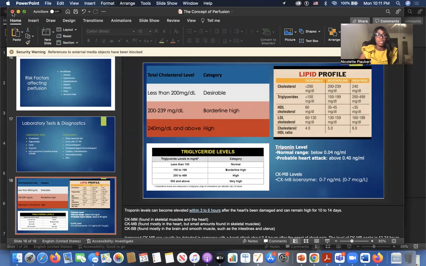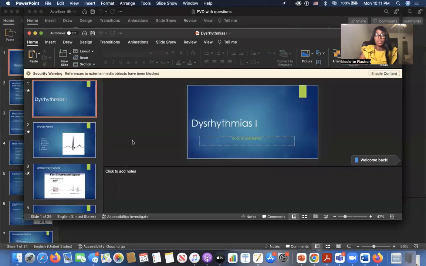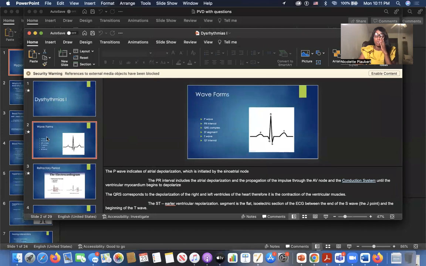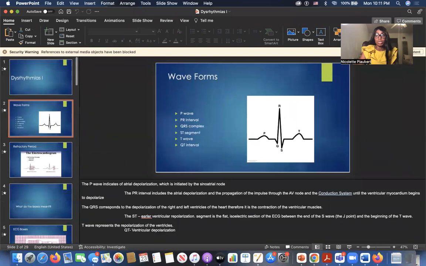Let us move on to dysrhythmia 1. So with dysrhythmia 1, we go back into thinking about our PQRST, right? We're looking to see, hold on, let me make this just a little bigger.